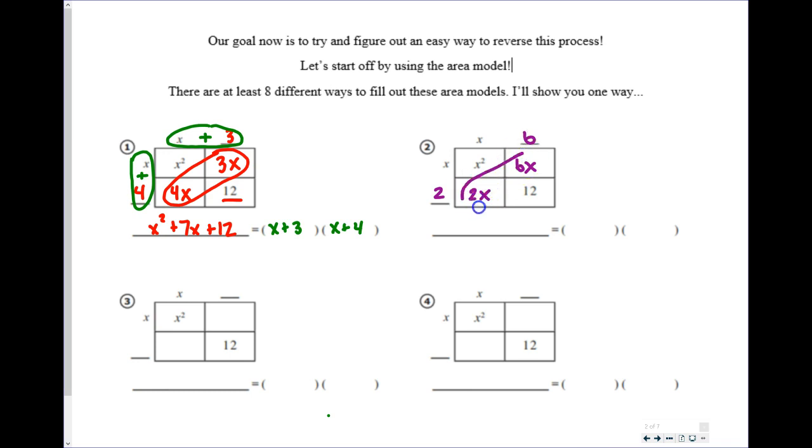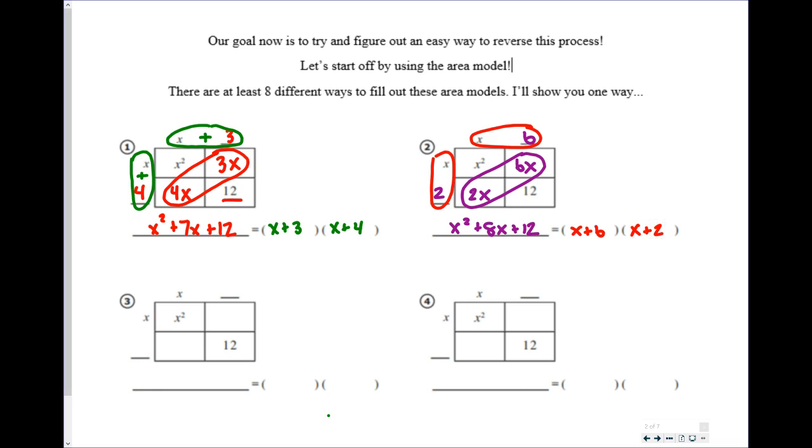All right, and when I combine like terms, I get x squared plus 8x plus 12. And now, to figure out the two binomials, I just look at the top, which is x and 6, so that's x plus 6. And the side would be x plus 2.